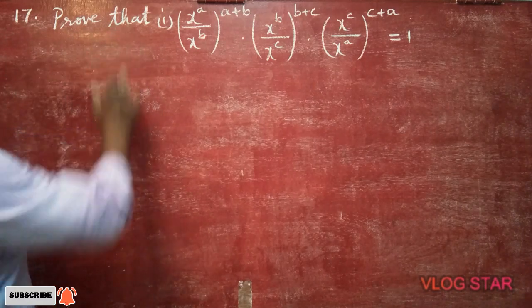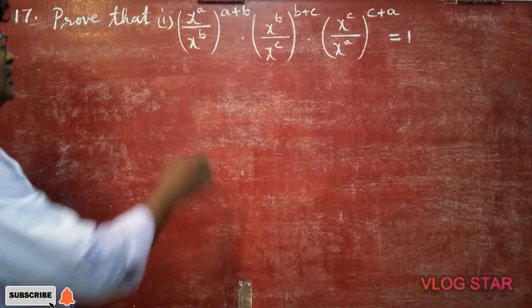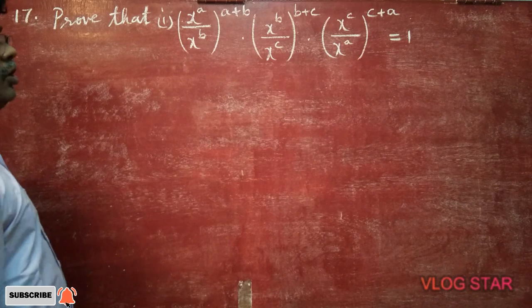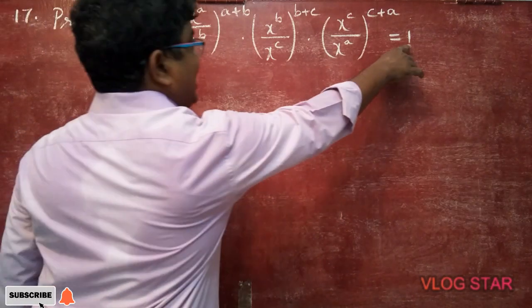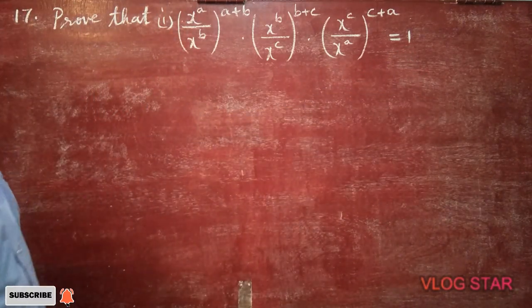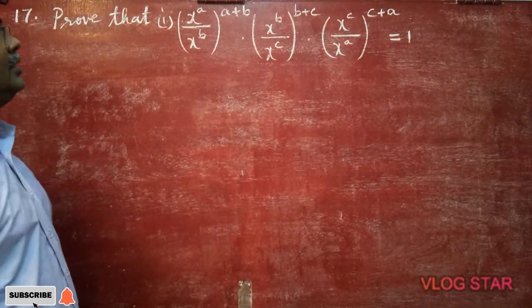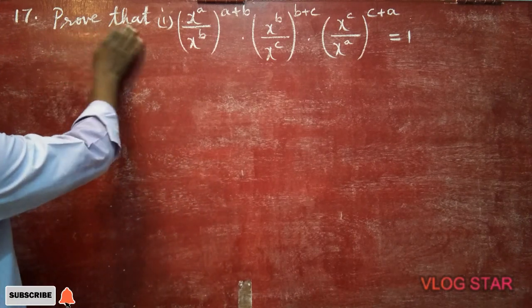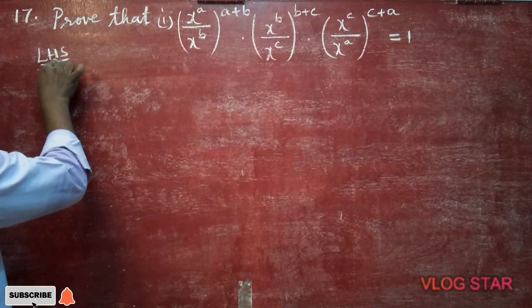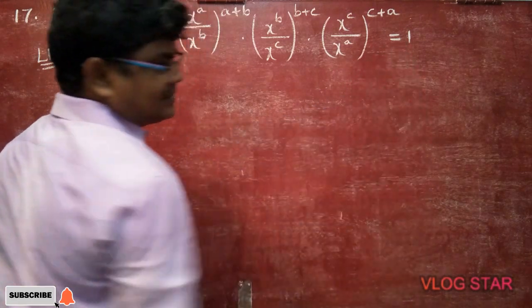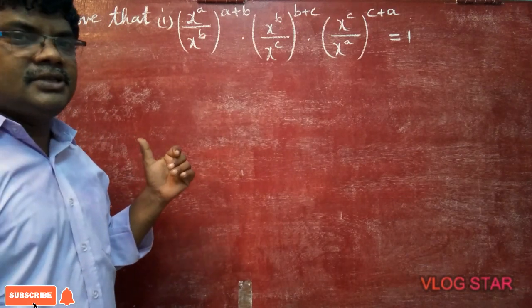Seventeenth problem: prove that. Before, we did simplify, so simply we made it easy. Now this is prove that. We have to prove LHS equals RHS, and RHS is 1. This was already in your 8th class. Whenever they ask to show that or prove that, we take the LHS, the left hand side, and prove it equals the right hand side. The answer should come as 1.